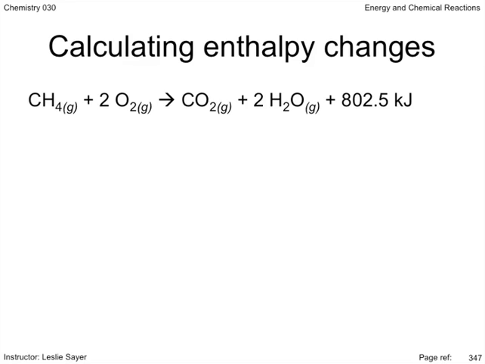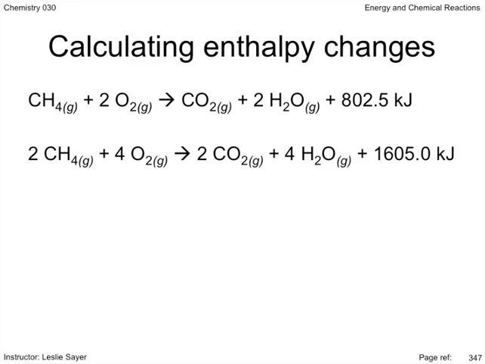This is the thermochemical equation of methane again. The change in enthalpy for the combustion of methane is negative 802.5 kilojoules. This is the same equation, only this time I doubled up the amounts. Instead of 1 mole of methane, I now have 2. Instead of 2 moles of oxygen, I have 4, and so on. Notice the change in enthalpy for the reaction.